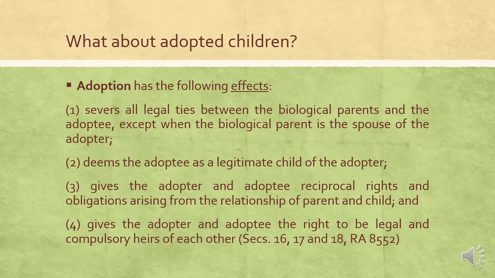This is based on Sections 16, 17, and 18 of Republic Act 8552 or the Domestic Adoption Act of 1998. So, in a sense, the adoptee is in the same category as the legitimate child of the adopter. So, they should be, in effect, treated also as relatives by consanguinity of the adopter, but not the blood relatives of the adoptee.